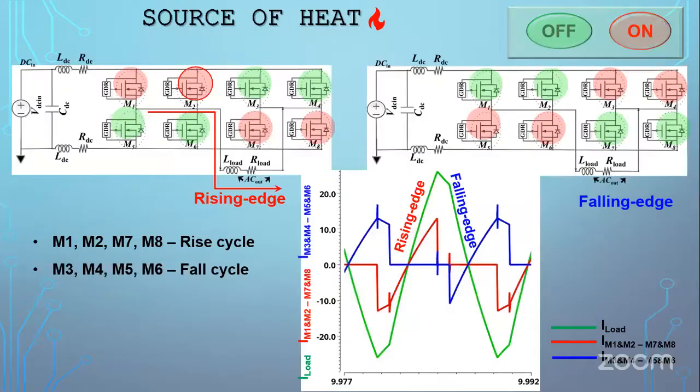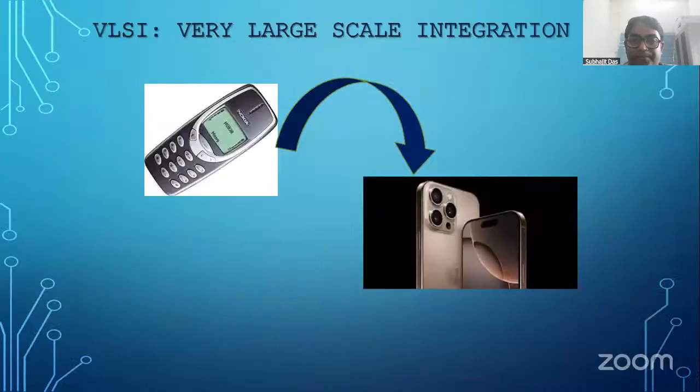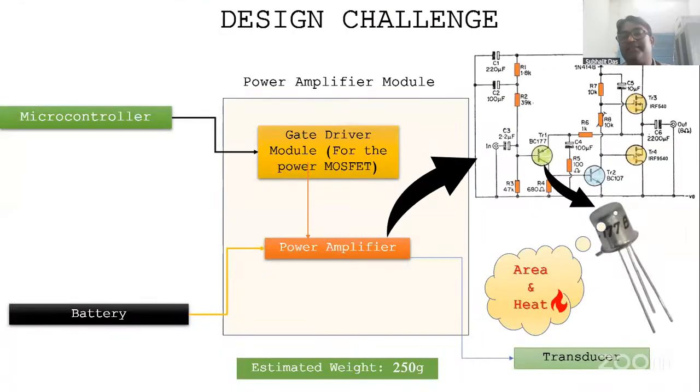Yes, sir. So now I will tell what the source of heat is. I told it was the interconnect. Now I am coming back to the previous thing, where the power amplifier was required. Our problem, I told in the previous slide, is that we are using the gate driver module to make this power amplifier and emit the corresponding ultrasonic frequency.